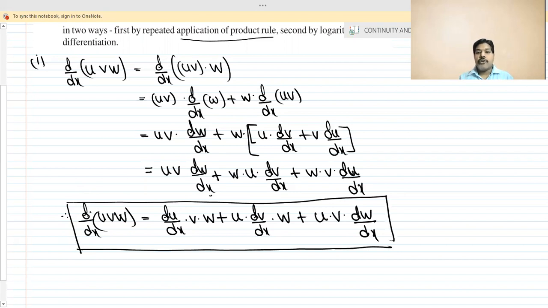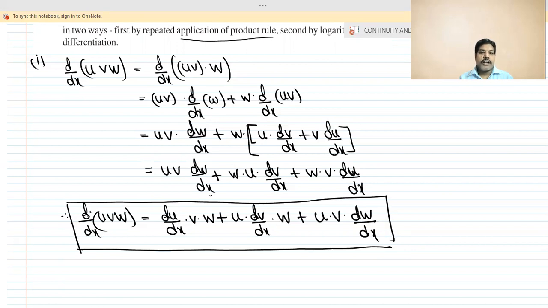The derivative of u v w: we differentiate the first function and the remaining two functions remain the same. Next, plus, you differentiate the second function and the remaining two functions are the same. Next, we differentiate the third function and the first two functions are the same. Okay, so this is the first one by using the product rule.